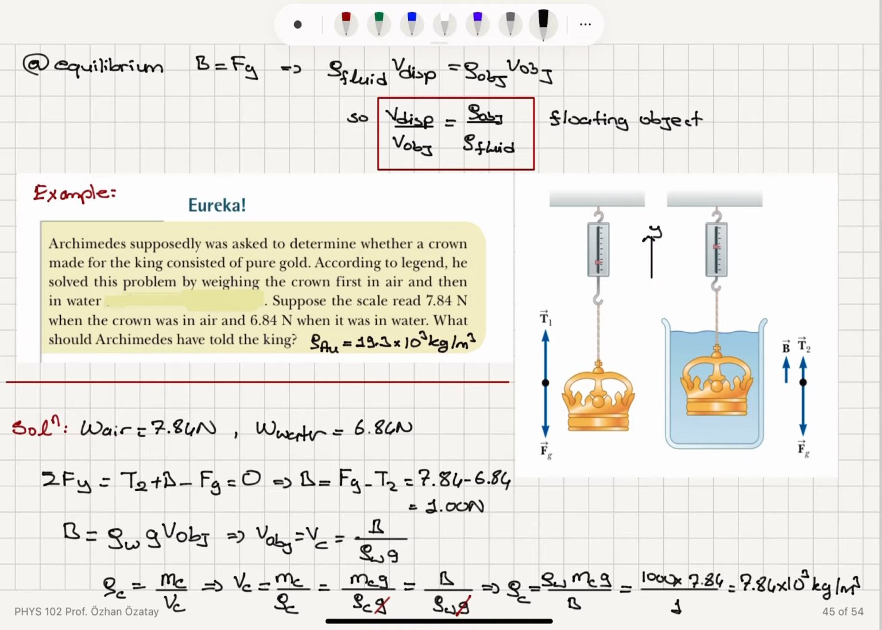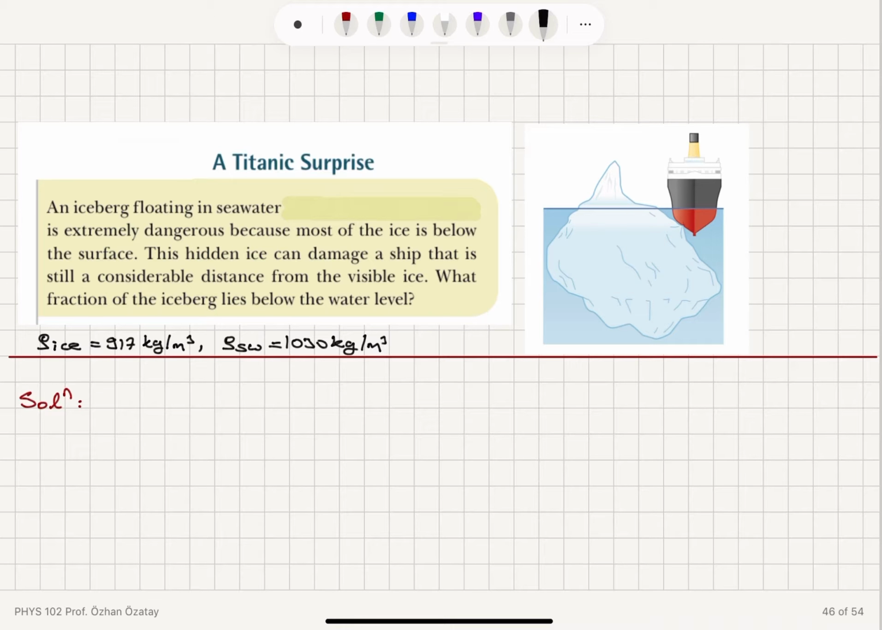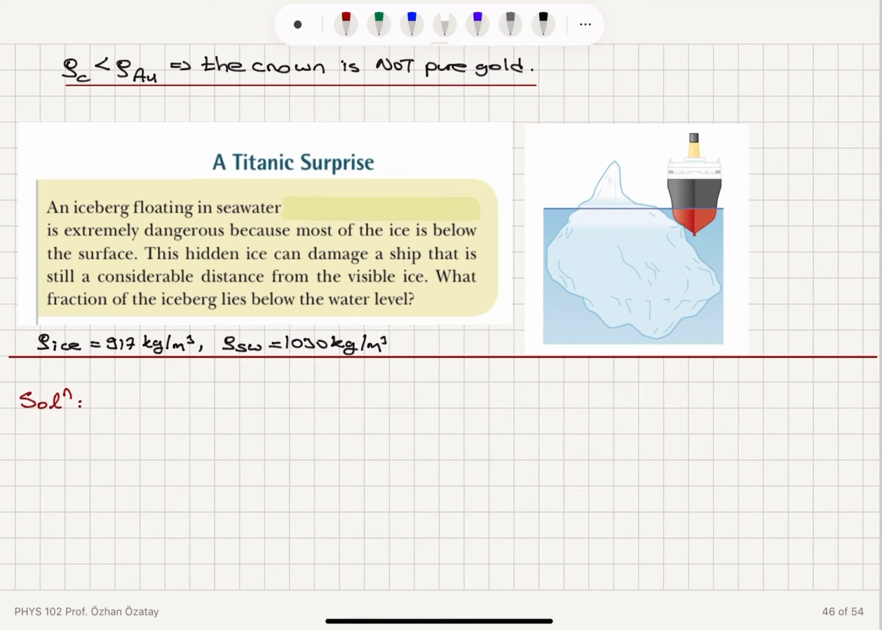All right, so now Archimedes reaches a conclusion. If you compare the density of the crown that we have obtained with the density of gold, it's clearly less than the density of gold. So since the density of the crown is less than the density of gold, the conclusion is that the crown is not pure gold. All right. So Archimedes reaches this conclusion.